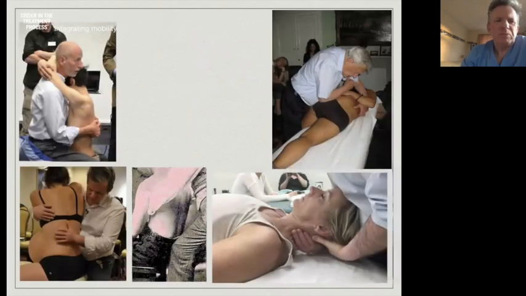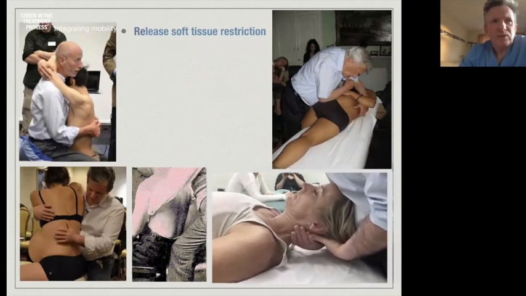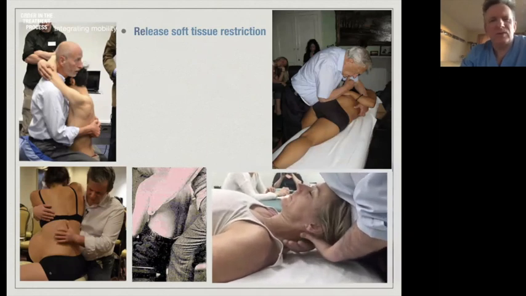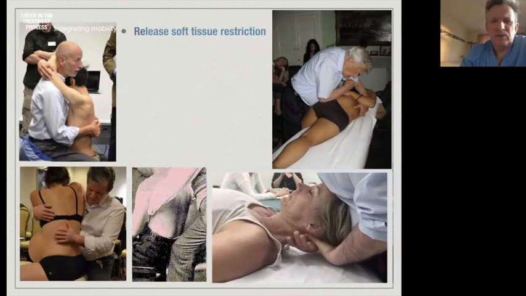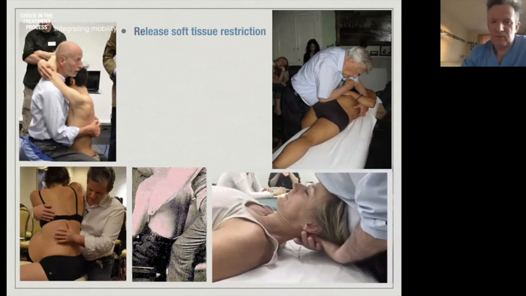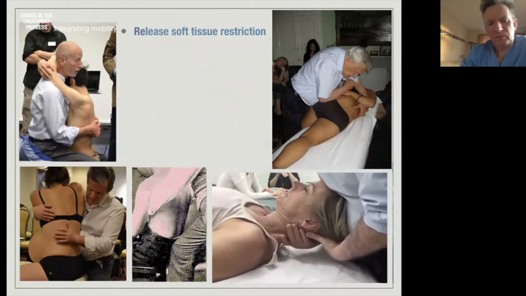So in terms of how do we get into integrating mobility? Much of what we're doing initially, in terms of principles, is working from the periphery to the center, from the superficial to the deep. We're working in terms of releasing soft tissue restriction, and that may be through traction, that may be through some more direct soft tissue technique. Much of the time in classical work it's with long leverage, so releasing soft tissue in conjunction with the joint structures, in conjunction with fascial joint ligament restriction, and so on.